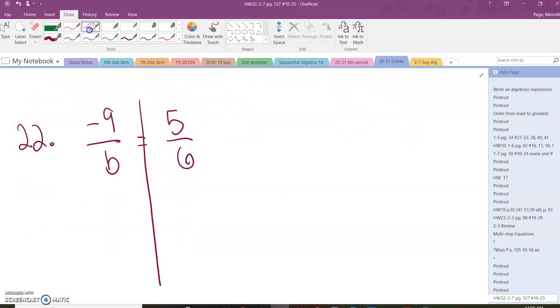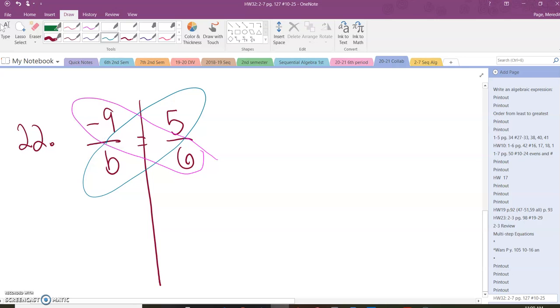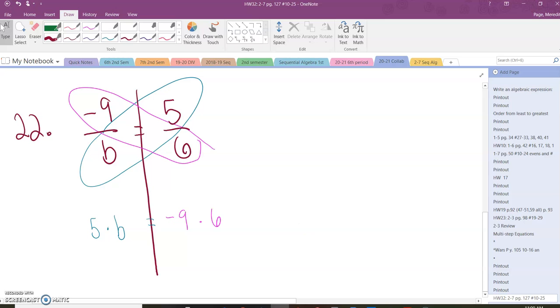Okay, cross multiply. Negative 9 times 6, 5 times b. I want my variable on the left side, so I'm going to do the 5 times b on the left-hand side. And then negative 9 times 6, or 6 times negative 9, it doesn't really matter because you're still going to get negative 54. So, simplify. 5b is equal to negative 54.